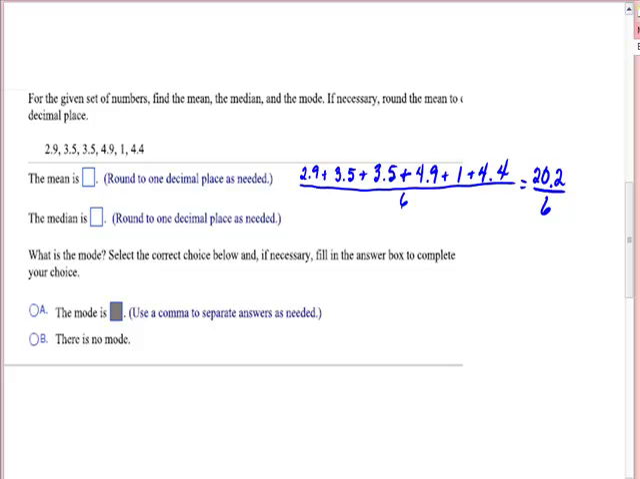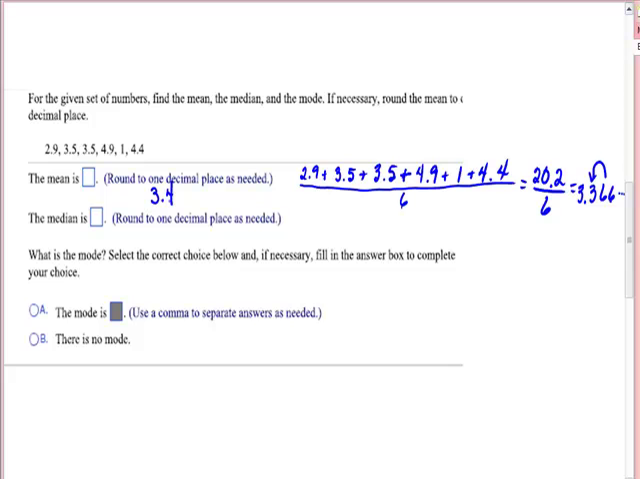And I got 3.3666 and so on. My instructions say round to 1 decimal place. The 3 tells me to round, the 6 tells me to round the 3 up. So this is approximately 3.4. That would be my mean.